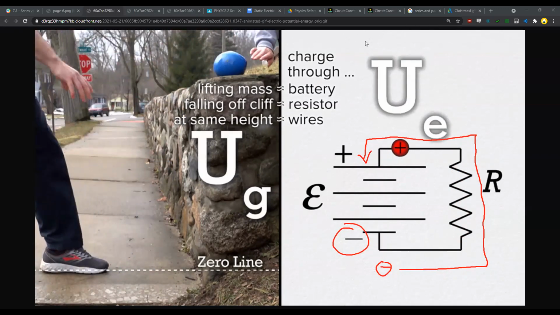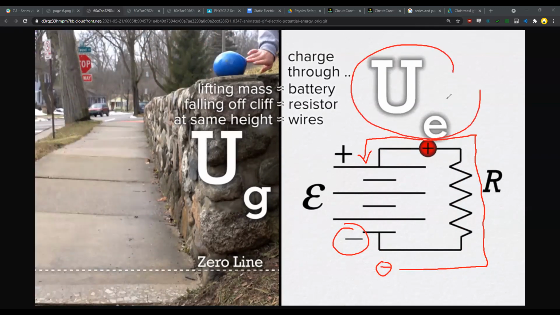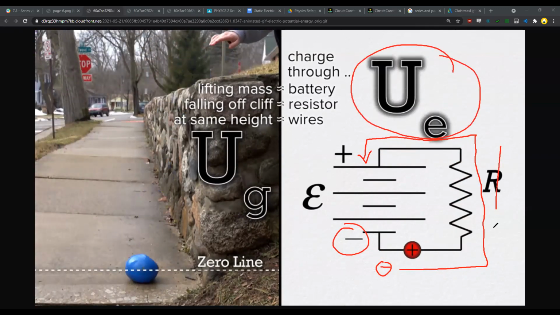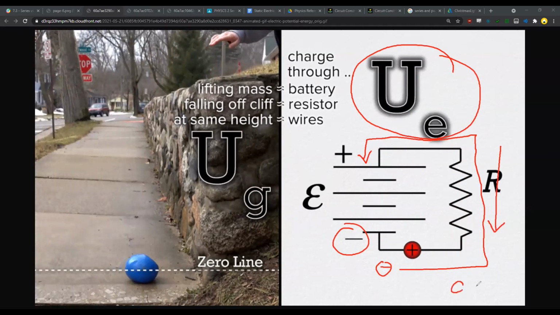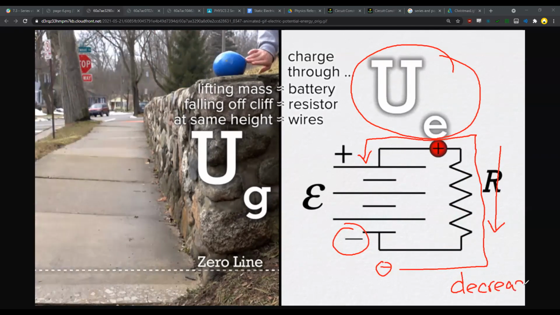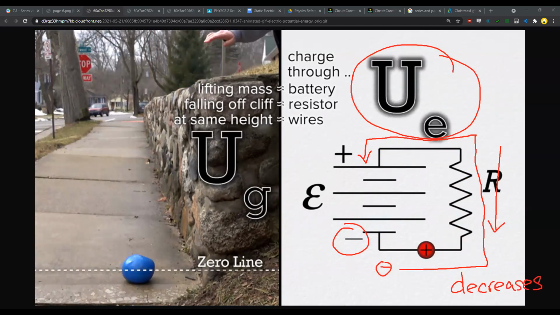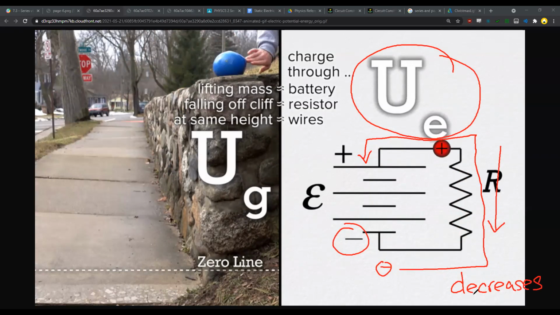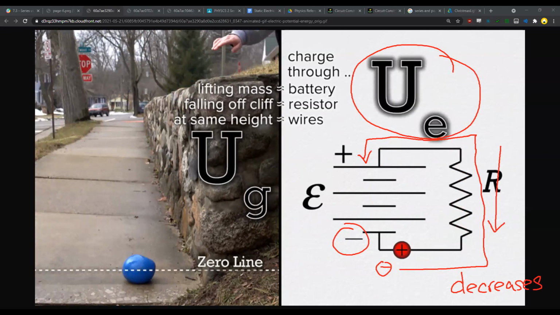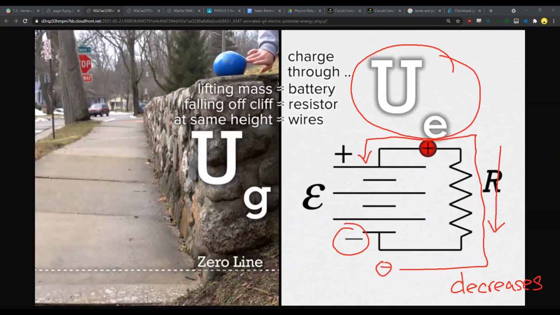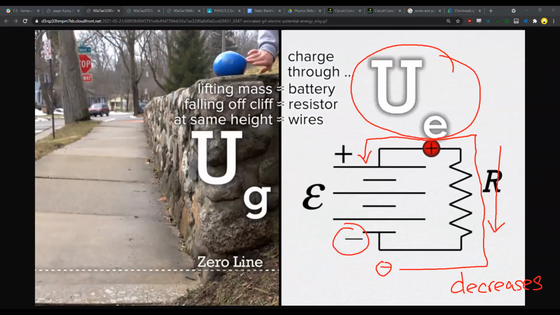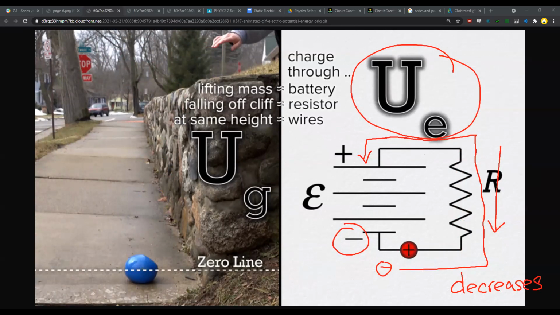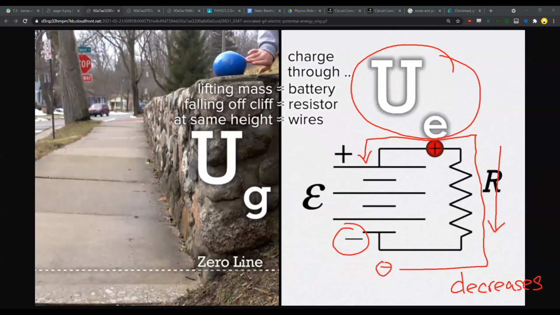So your electric potential energy here decreases as you run through a resistor. Does everyone see this? Is everyone okay with this? As an electron goes through a resistor, your electric potential decreases.